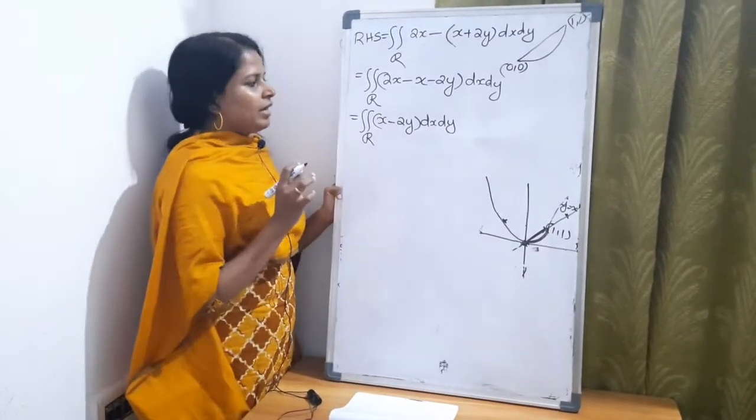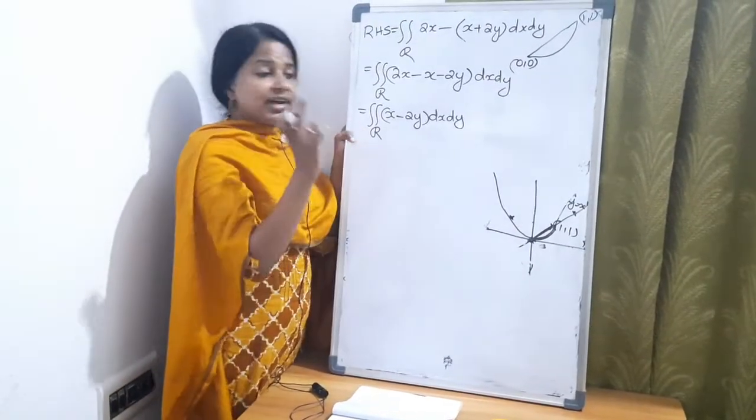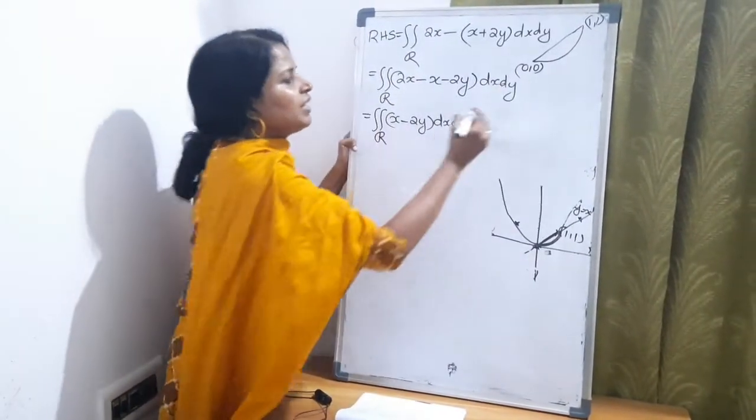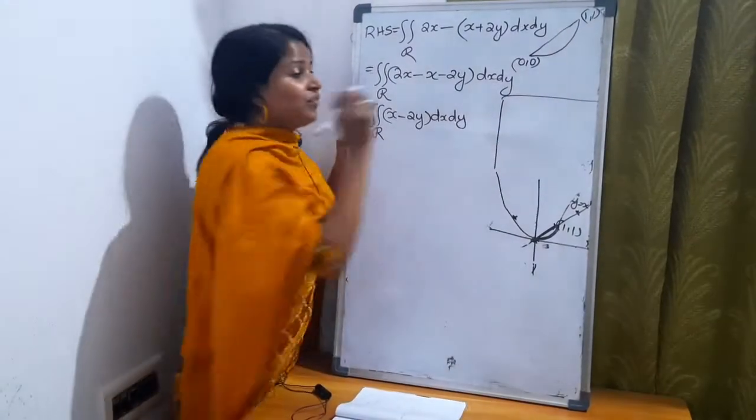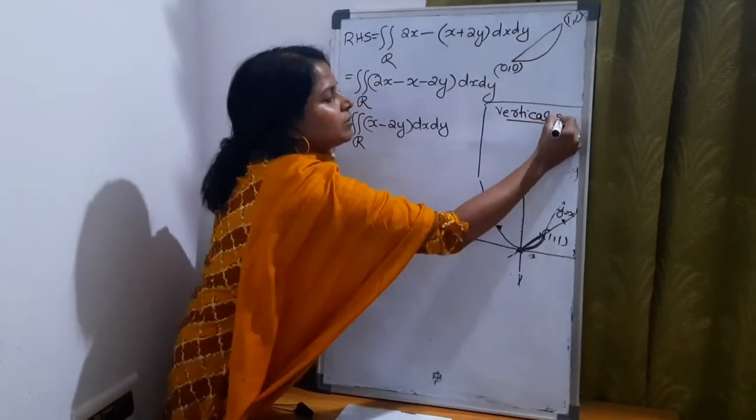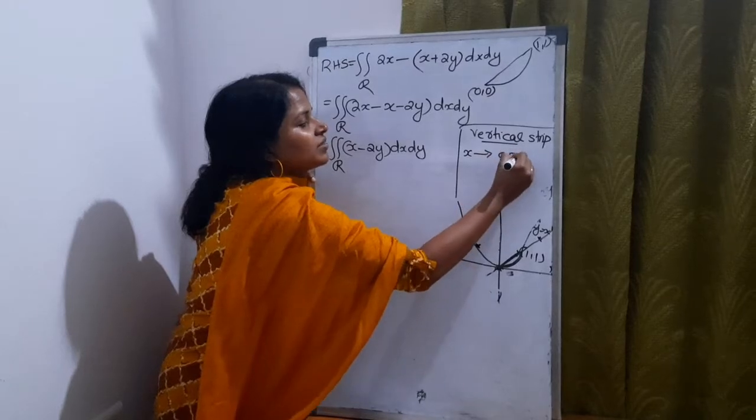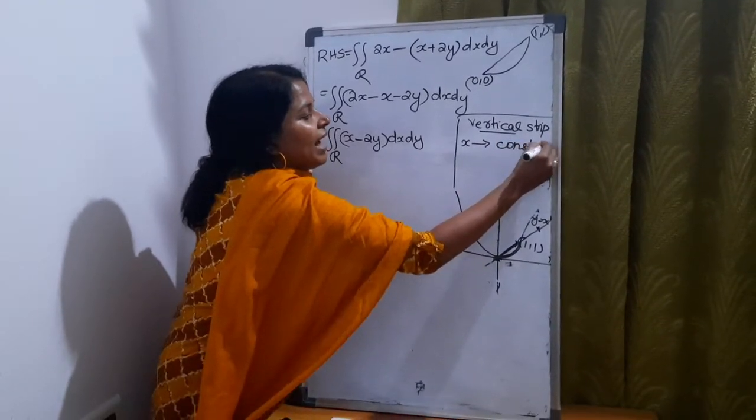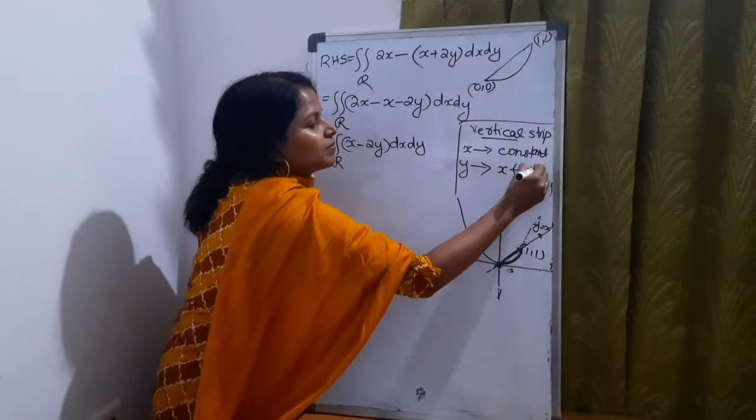Listen. Next step, find the limit of x and y. Here, if we draw the vertical strip, the limit of x is constant and the limit of y is in terms of x.